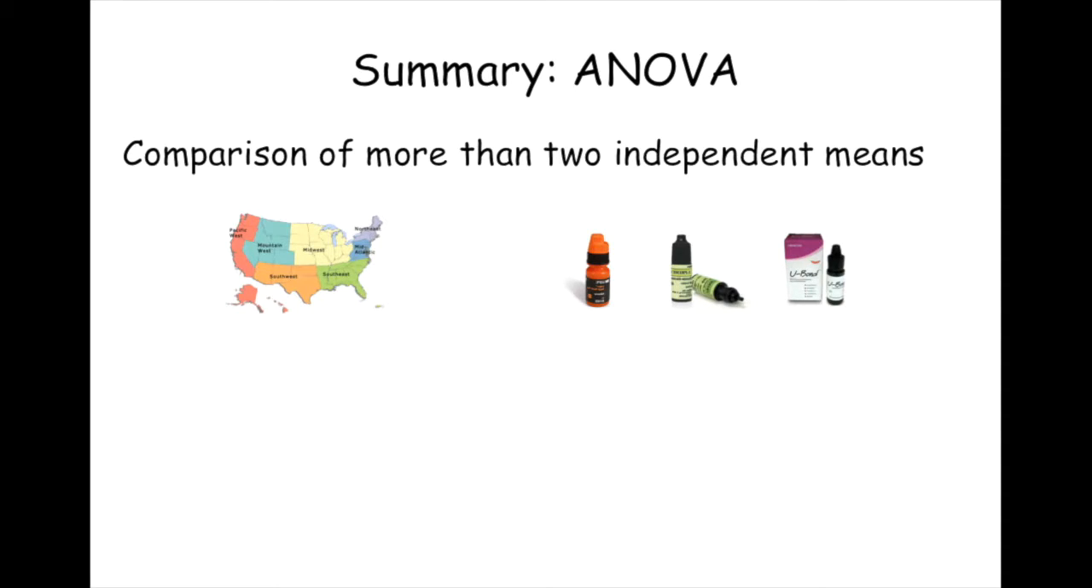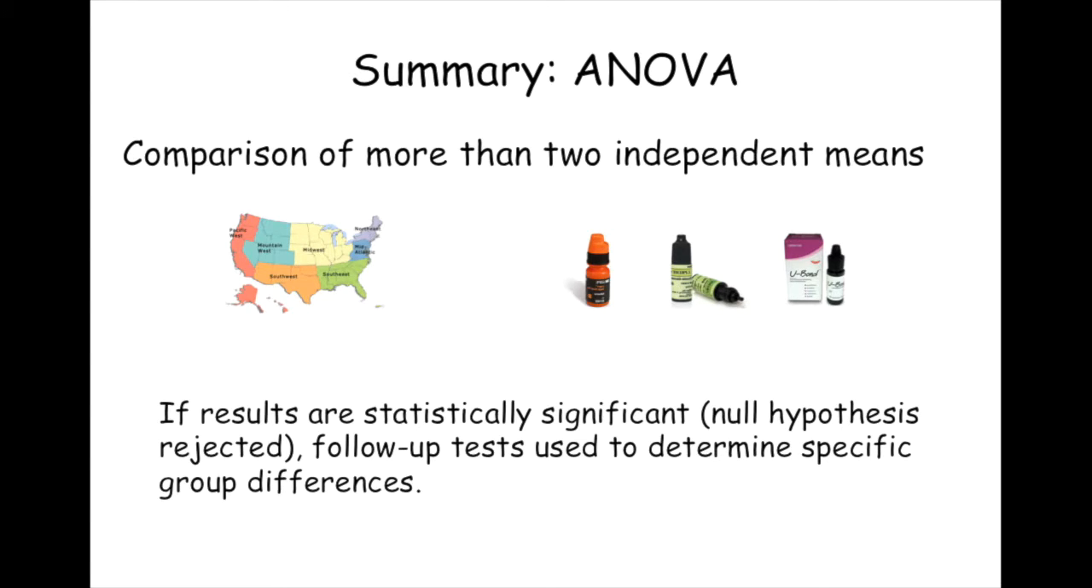To summarize, a test of more than two independent means is called analysis of variance, or ANOVA. ANOVA tells us whether there is a difference among means, but it does not tell us where the differences are. If the null hypothesis is rejected, follow-up tests must be done to determine the specific group differences.